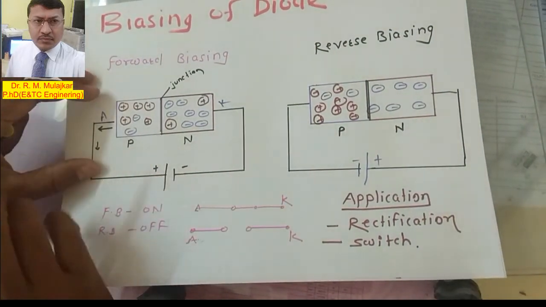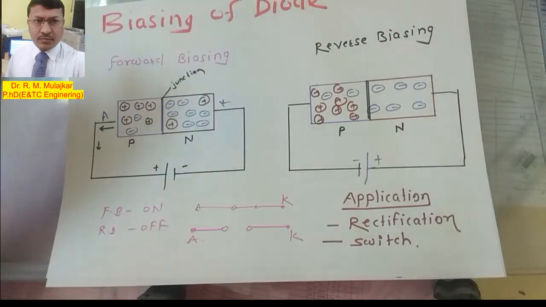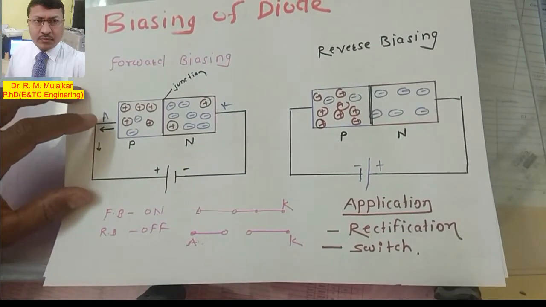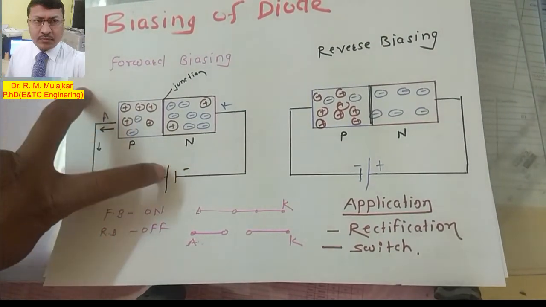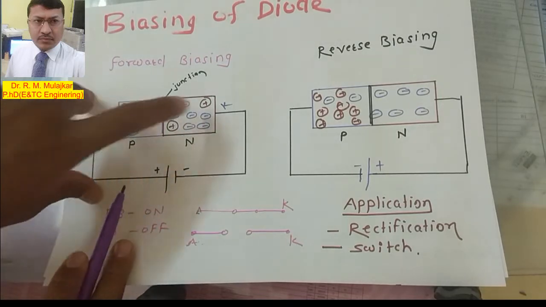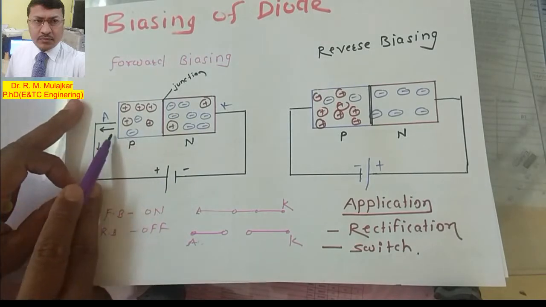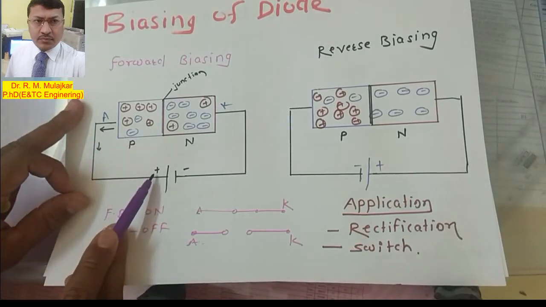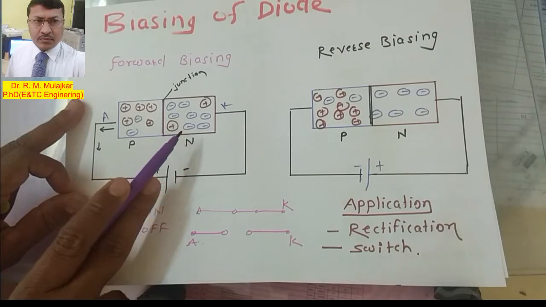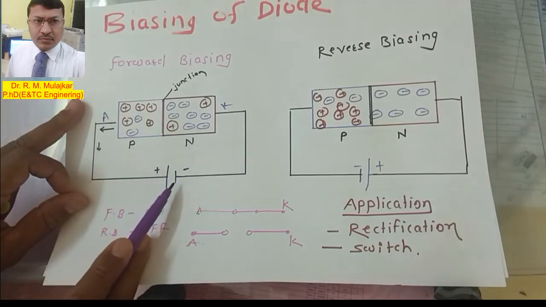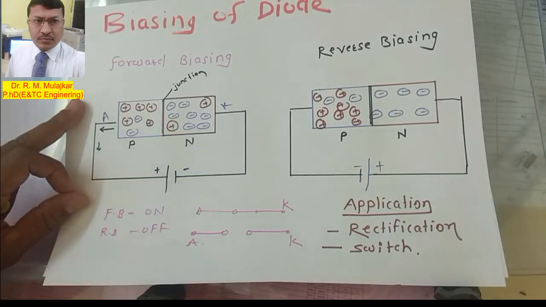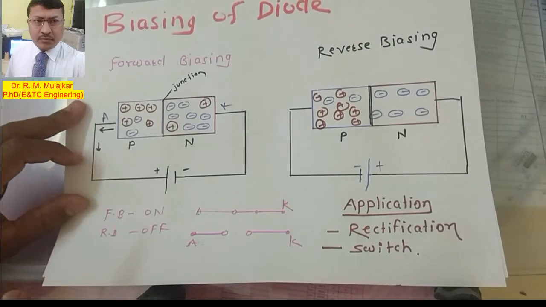Now, to work this diode as a forward bias diode, I have connected the anode terminal to the positive terminal of the battery and the cathode terminal to the negative terminal of the battery. Remember, p-type material is connected to the positive terminal of the battery and n-type semiconductor material is connected to the negative terminal. Now let us see the working of this.